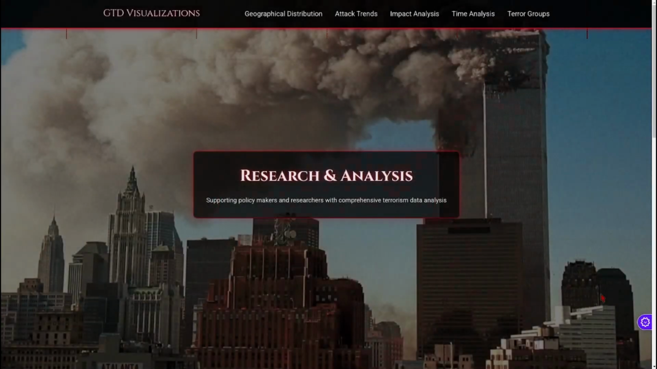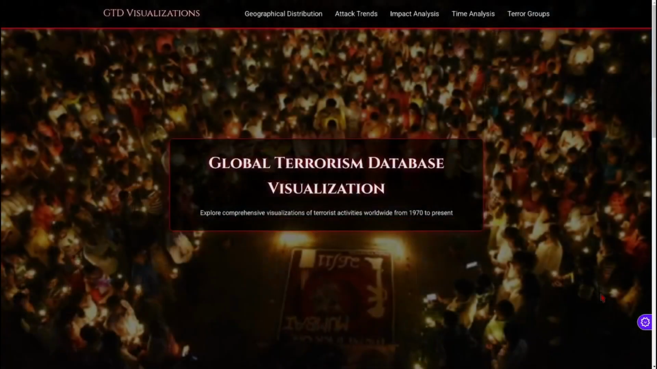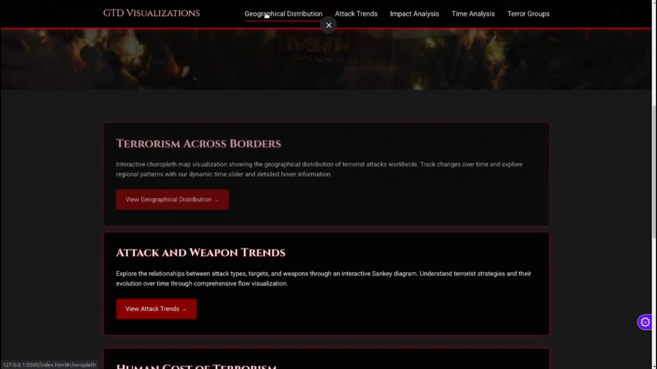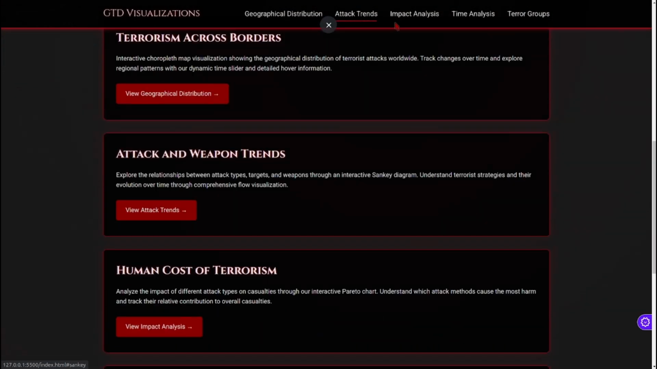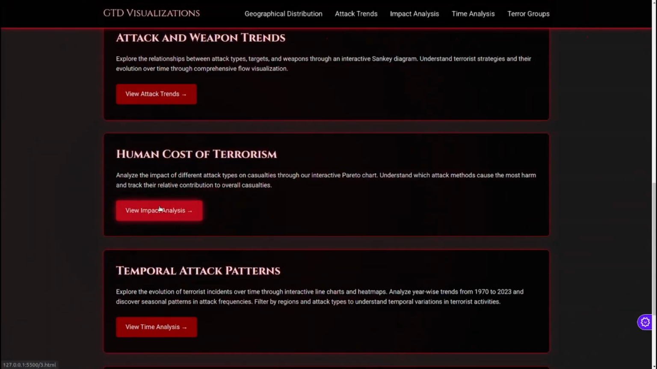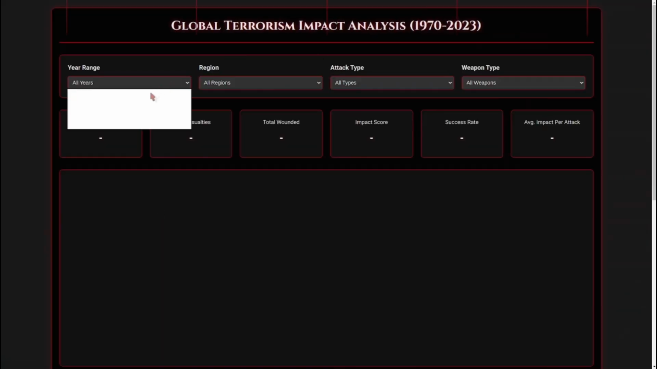Beyond the core visualizations, our analysis also uncovers some additional inferences. In the Middle East, suicide bombings are the most prevalent. In Africa, armed assaults dominate, often associated with insurgencies. South America sees a higher frequency of kidnappings and hostage takings.